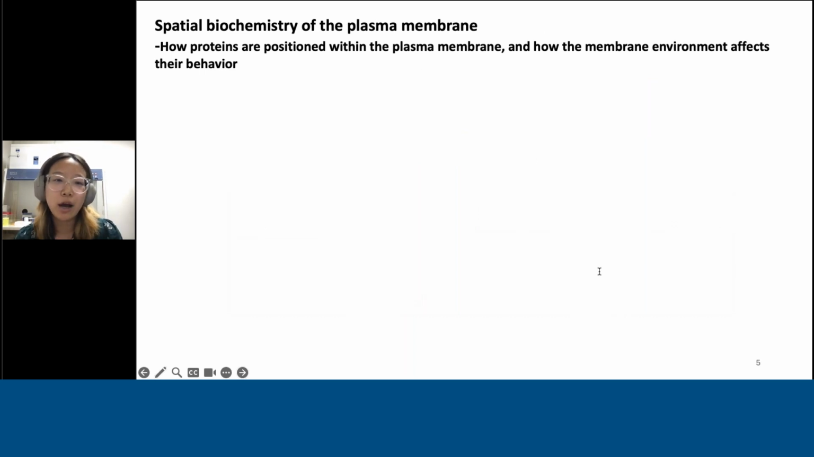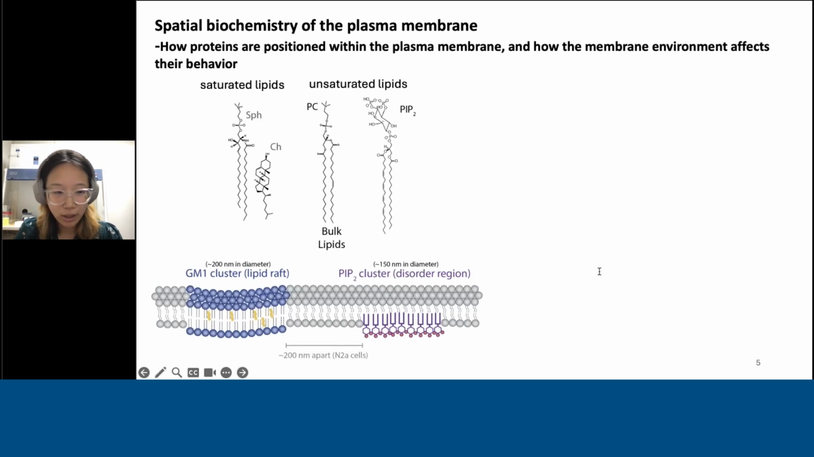Here I want to introduce the concept of spatial biochemistry as the study of how proteins are positioned within the plasma membrane and how their behavior is influenced by the surrounding membrane environment. And this positioning is not random. It's determined by the unique physical and chemical properties of the membrane.